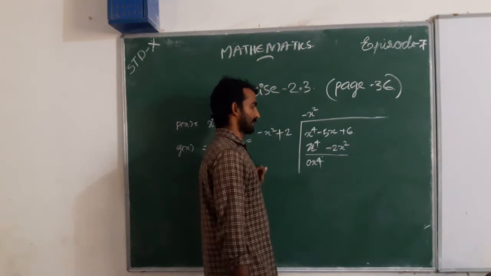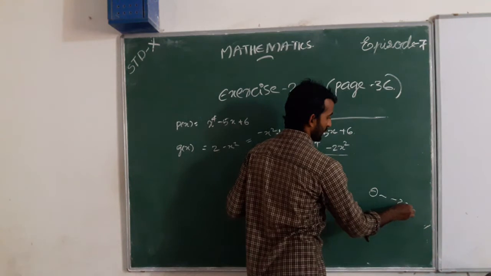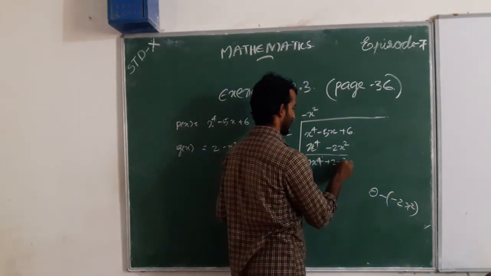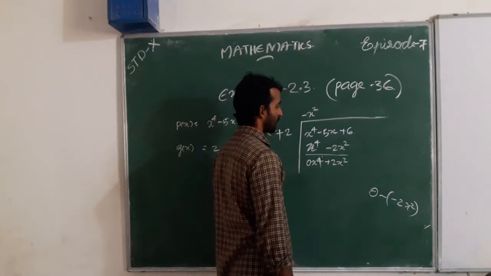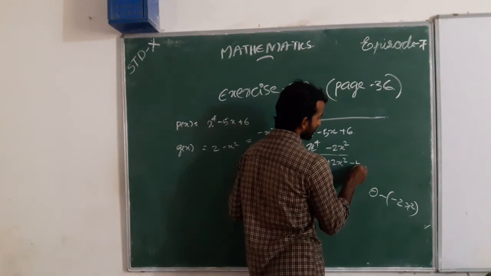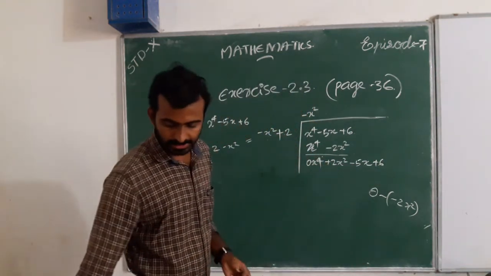Then 0 minus minus 2x square, we get plus 2x square, and we get minus 5x plus 6.